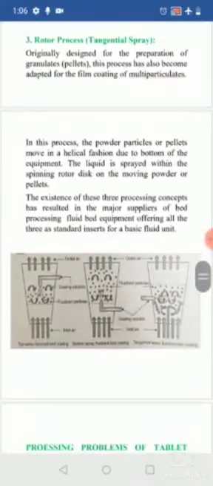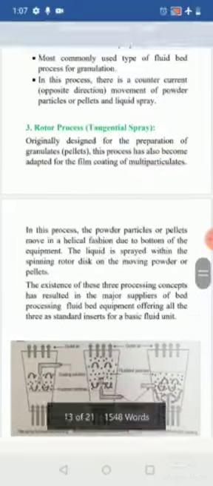Here you can see that you are going to introduce the air from the bottom, so the particles rise up in the air, and from the top you are going to spray the coating solution. So both the air and the coating solution run in opposite directions. In the bottom spray, it was in the same direction, but here it will be in opposite directions.